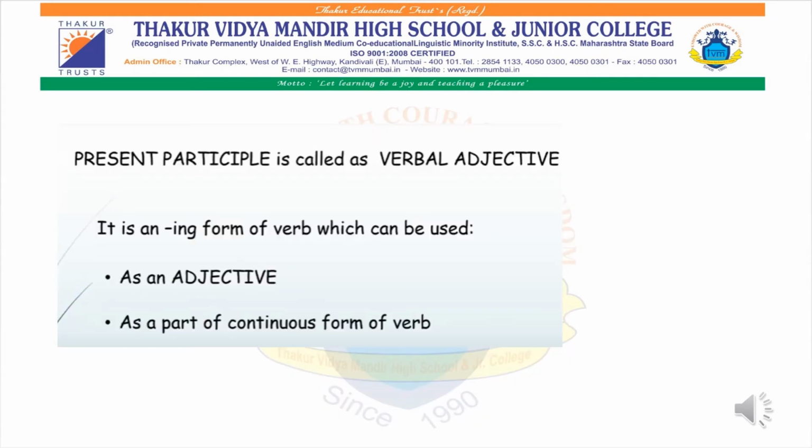Now, as I mentioned earlier, present participle or participle is called a verbal adjective. We studied that a gerund is called a verbal noun, but a participle acts as a verbal adjective. If you remember my slide on infinitives, I mentioned participle as V1 plus ing, or V3, or having plus ing. But we will study only the present participle because only the present participle is there in your portion. It is an ing form of a verb which can be used as an adjective or as a part of a continuous form of a verb.